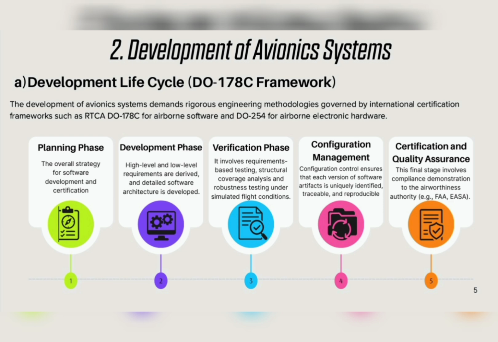Fourth is configuration management, where every artifact version, requirements, models, code, tests, and binaries, is uniquely identified and traceable. This prevents unauthorized changes and supports reproducibility. Finally, certification and quality assurance compile all verification evidence into a software accomplishment summary and other deliverables that authorities like FAA or EASA review to grant approval.